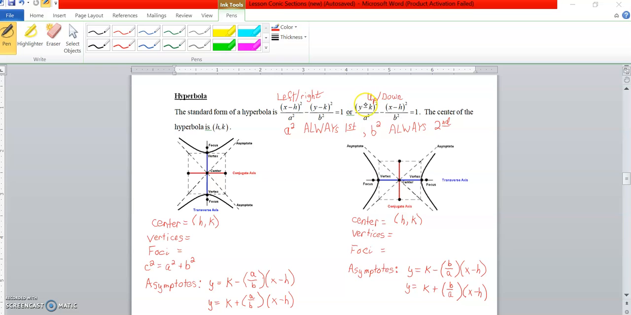If the y squared term comes first, and therefore the y squared is over the a squared, then we have a hyperbola that opens up and down like the ones on the left.